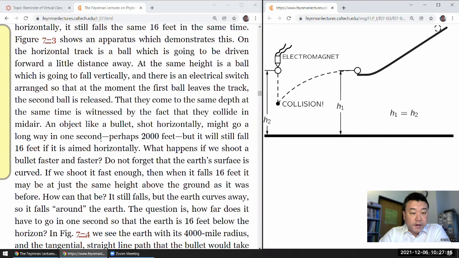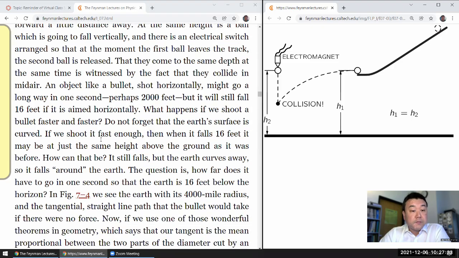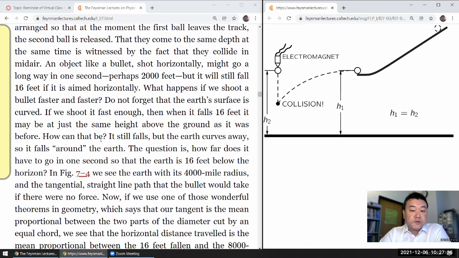On the horizontal track is a ball which is going to be driven a little distance away. At the same height is a ball which is going to fall vertically. There's an electrical switch arranged so that at the moment the first ball leaves the track, the second ball is released. That they come to the same depth at the same time is witnessed by the fact that they collide in midair, here. An object like a bullet shot horizontally might go a long way in 1 second, perhaps 2,000 feet, but it'll still fall 16 feet if it is aimed horizontally.